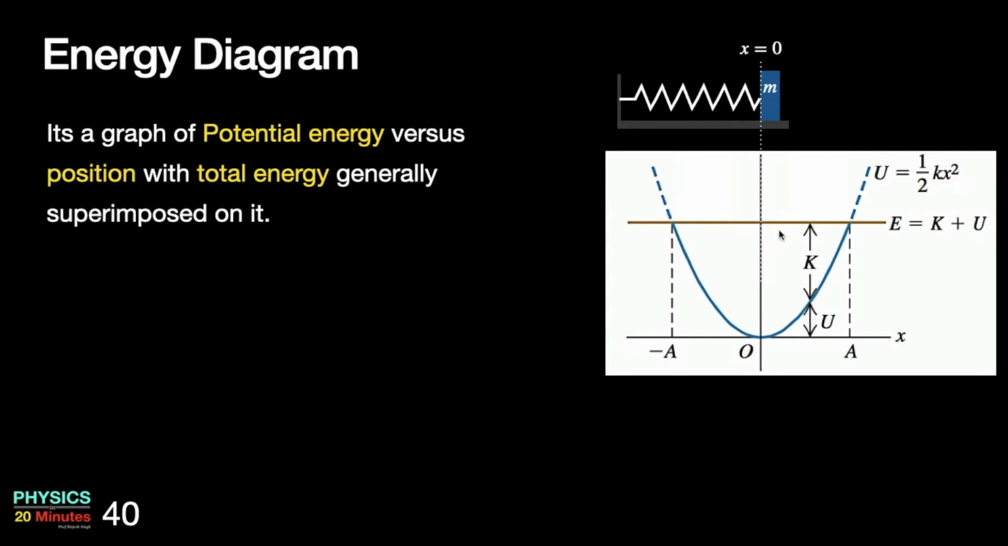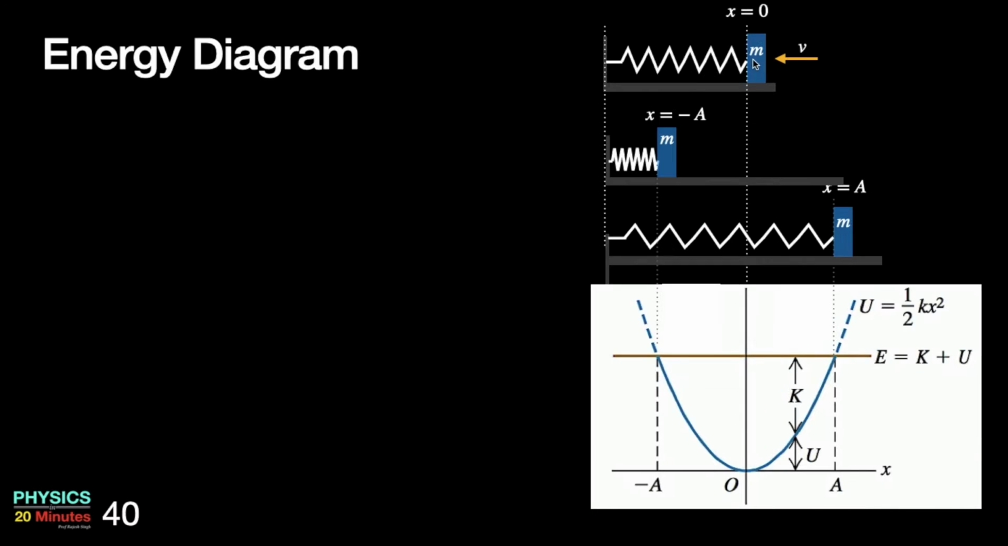So this kind of graph where potential energy is plotted against position, on the y-axis potential energy, on the x-axis position, and on that you superimpose the total energy, you call this an energy diagram. When it is at the center, the speed is v and it goes to this end, which is minus a, and to the right extreme end, which is plus a. Let us understand some of the concepts and then we can extend it to a more general case.